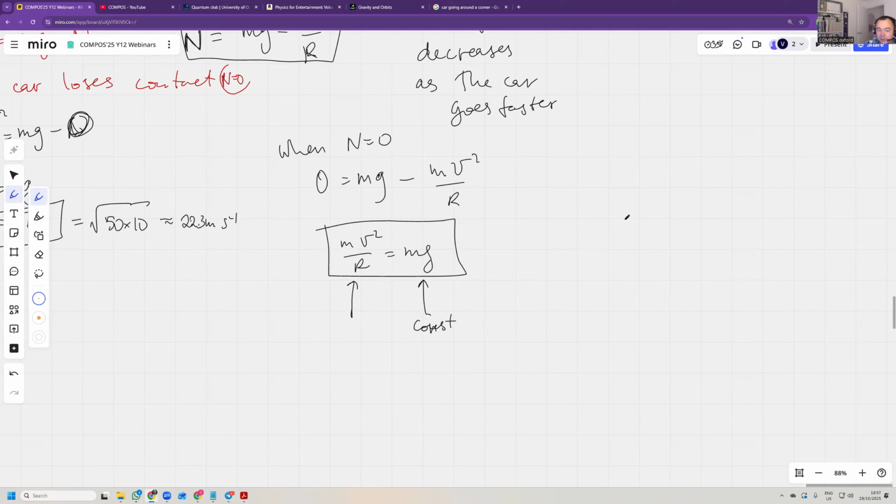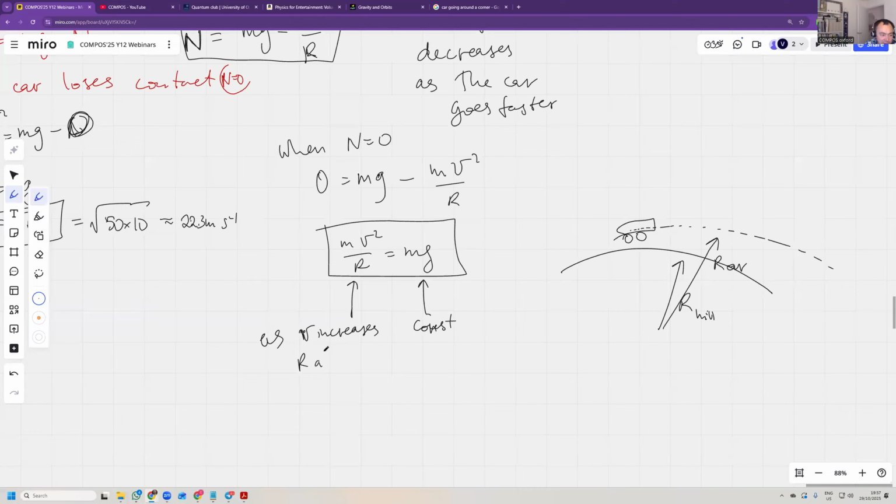Well, as a matter of fact, if this is the shape of the road and the car goes faster, it actually loses contact and starts moving in a bigger circle. So the radius increases. This is the radius of the bridge or the hill, but this is the radius of the car. So as v increases, r also increases, and so this term remains constant.